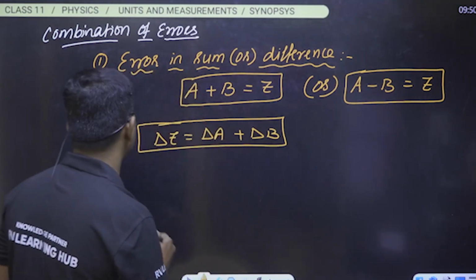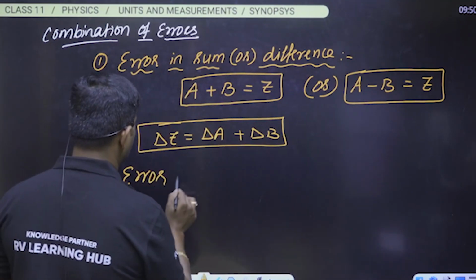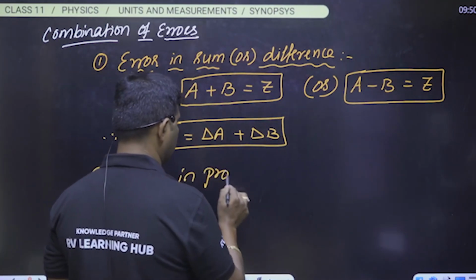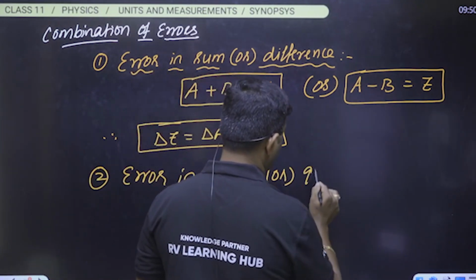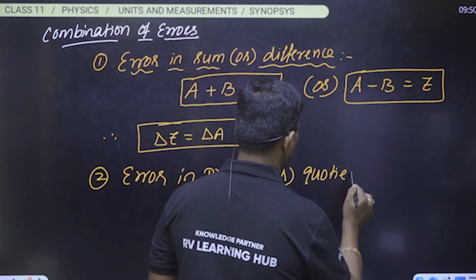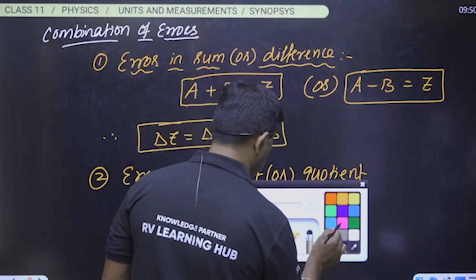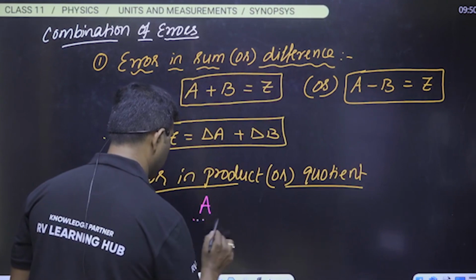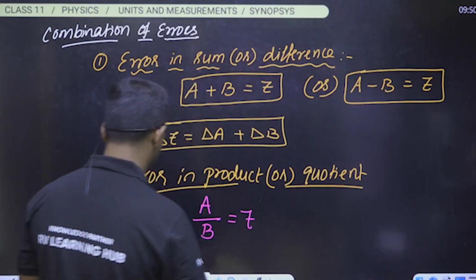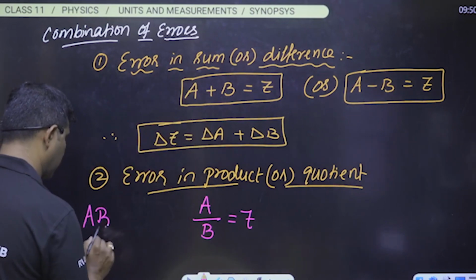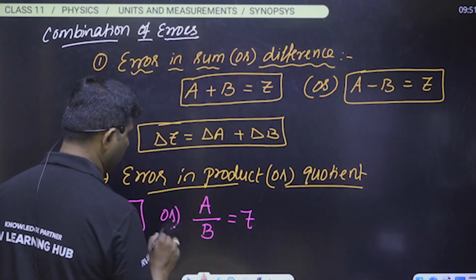Similarly, the second one, see here, the error in the product or quotient. How can we get this? Let us consider two quantities A and B. If I divide A by B, I will get a quotient, or if I multiply A and B, I will get a product. Is it right or not?